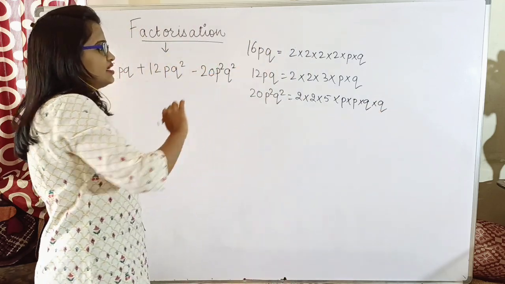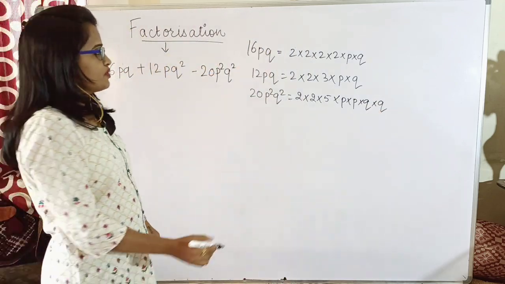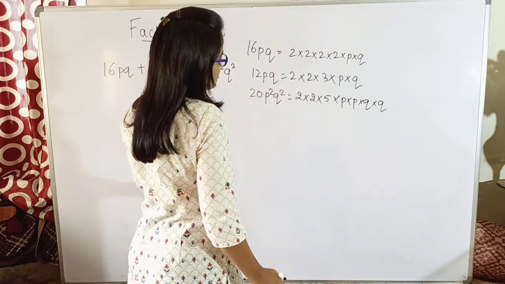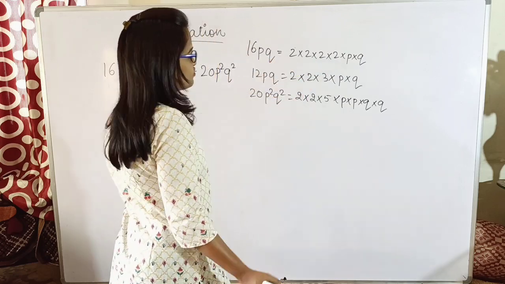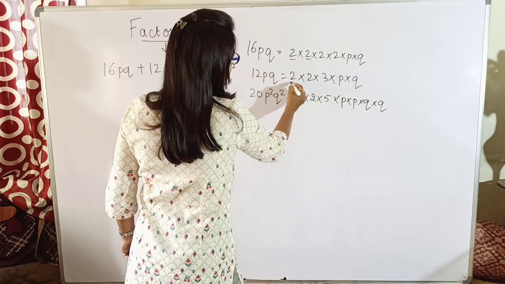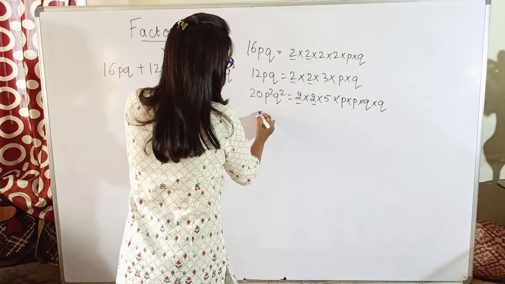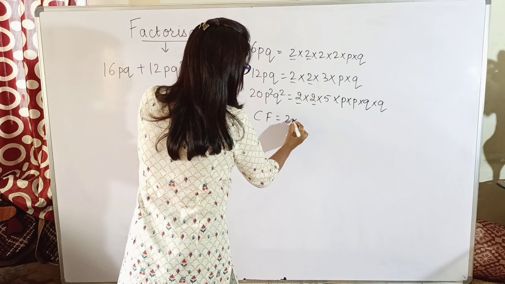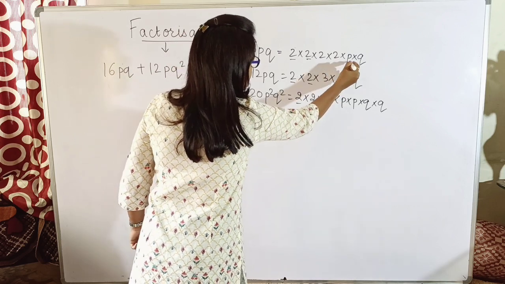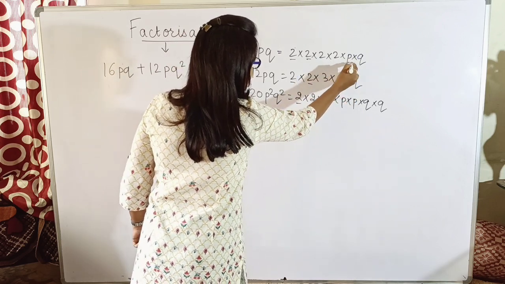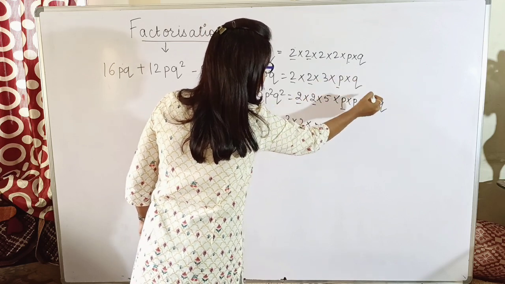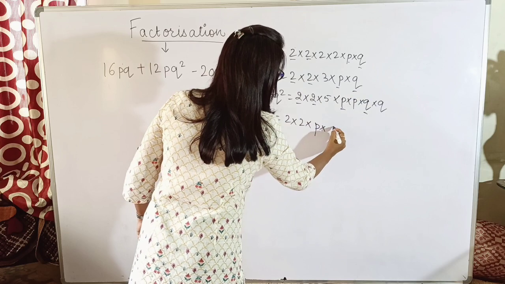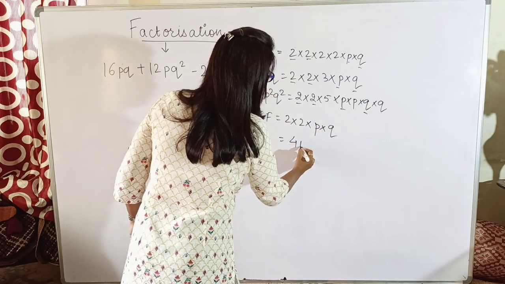Now from these three terms, what is common? Here 2 is present 4 times, 2 times, 2 times. So which is the lowest number? 2 times. So definitely the common factor will be 2 into 2. Next one, p 1 time, 1 time, 2 times. So 1 time we will consider. Similarly, q 1 time, 1 time, 2 times. So again 1 time I will consider. Which gives me 4pq.